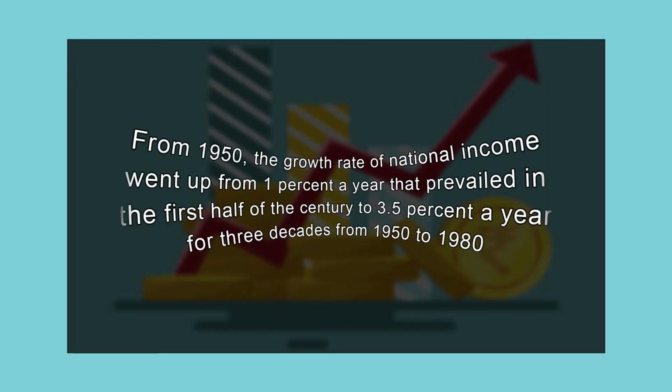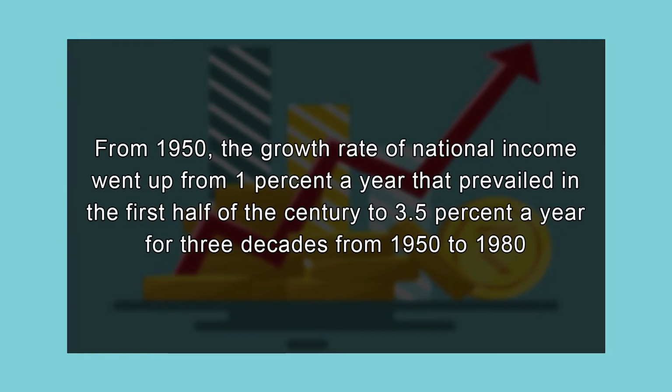Two major accelerations of national income and output stand out in India's economic trajectory in the 20th century. The first took place a few years after independence in 1947. From 1950, the growth rate of national income went up from 1% a year that prevailed in the first half of the century to 3.5% a year for 3 decades from 1950 to 1980.